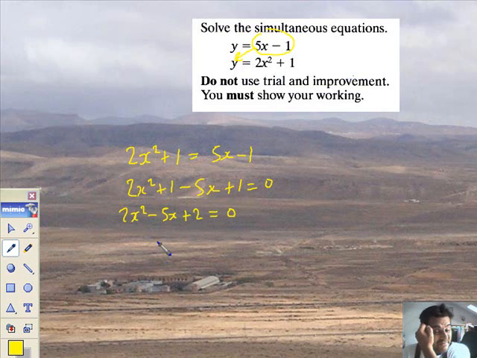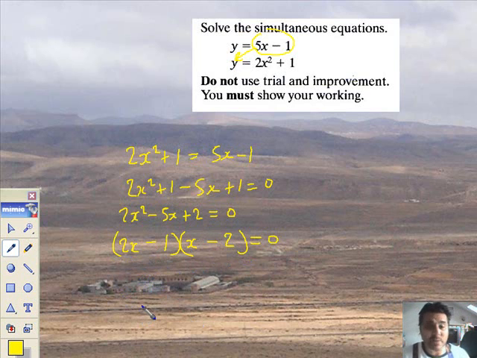Again, I'll attempt to factorise, but for 6 marks, I suspect I might have to use the formula. Let's just see what happens. Got to give it a go because it's much easier to factorise than to use that horrible formula. Right, so I've got 2x and x. 2 times 1 makes 2x, 1 times x makes x, and a minus times a minus makes a plus. Let's see if this works. 2x squared, got it, minus 4x, minus 1x is minus 5x, minus 1 times minus 2 is plus 2.